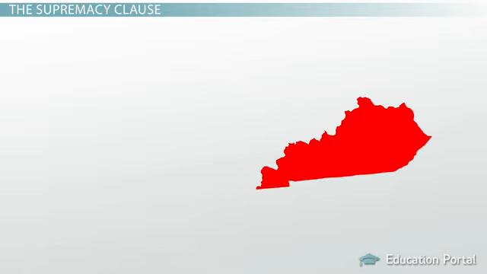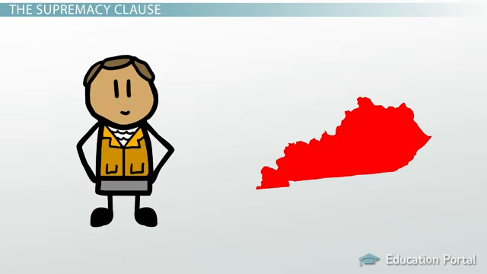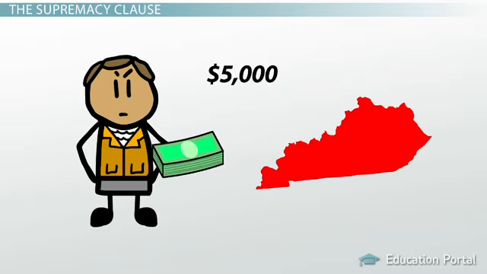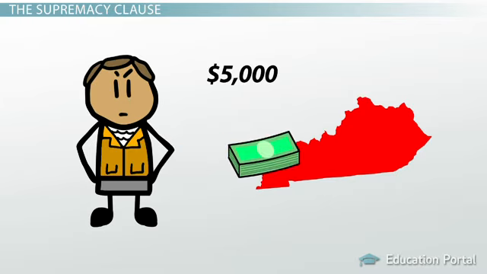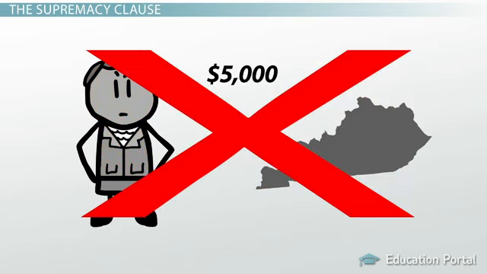For example, suppose the state of Kentucky decides it can save millions of dollars by requiring citizens to pay for their own criminal trials. The state then tells all criminal defendants that they may have a jury trial, but they must first pay the state a $5,000 fee. Because this law is contrary to the Due Process and Equal Protection Clauses of the Constitution, it can't legally be enforced.